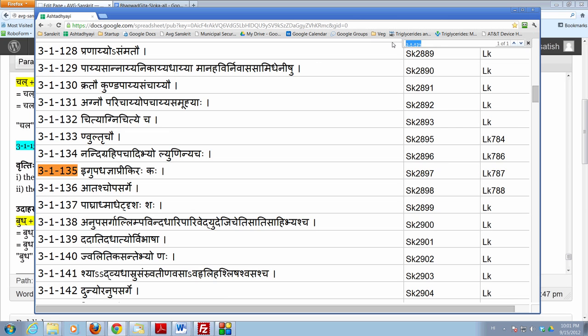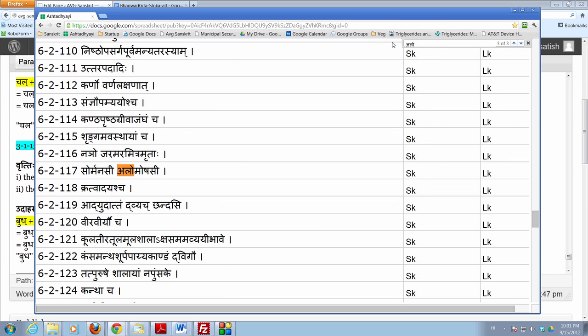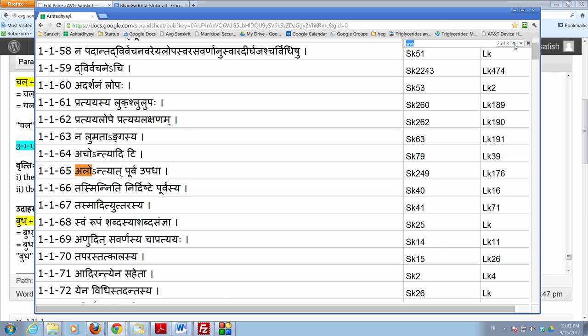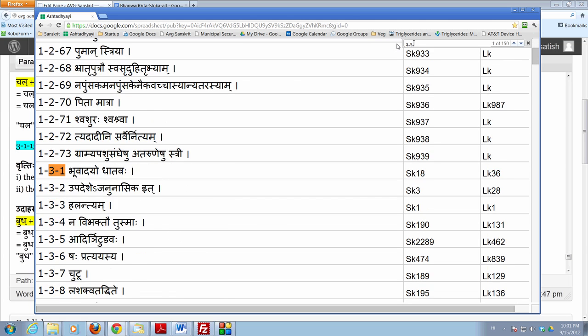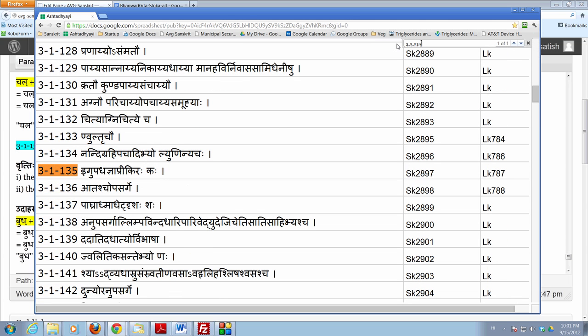So all these sanjna sutrani, we have to use them. Alontyat puro padha. So upadha is the penultimate letter. Okay, so that is one set of verbal roots. Any verbal root which has a penultimate ik letter. And the second one is this dhatu nya. The third one is dhatu pri. And the last one is dhatu kru.